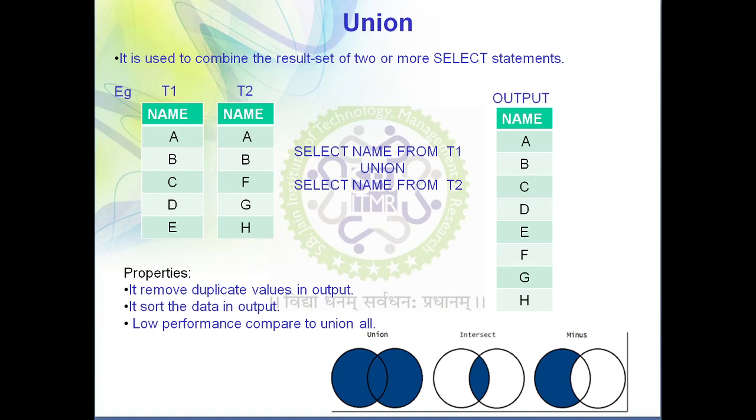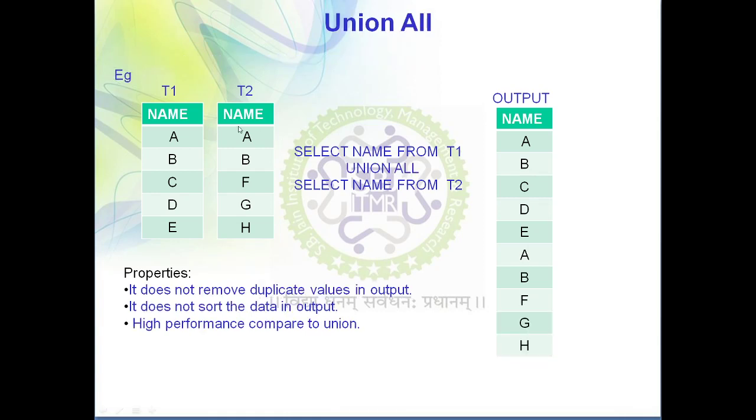Union will remove the duplicate data from the table as well as sort the data, whereas union all is not going to remove the duplicate data and it is also not going to sort your data in the output. So this is a major difference that you should know about union and union all. So I hope you understand the concept of union. Union is used to combine the result set from two or more select statements. Okay, now next we'll see union all, how union all works.